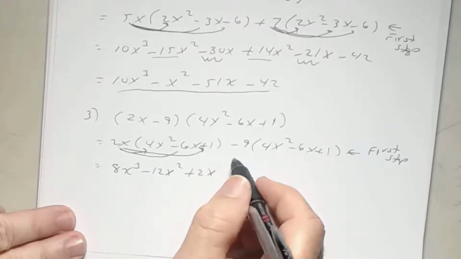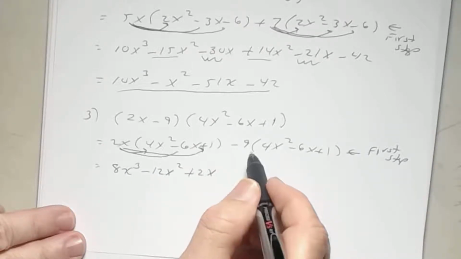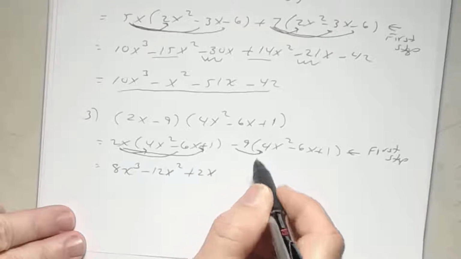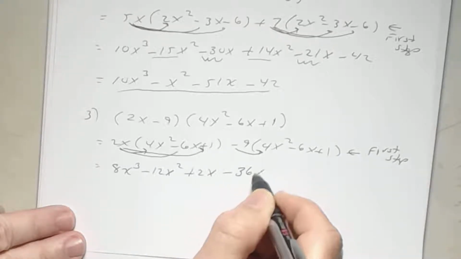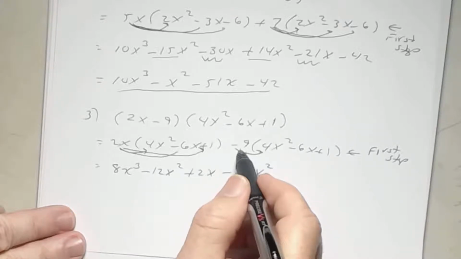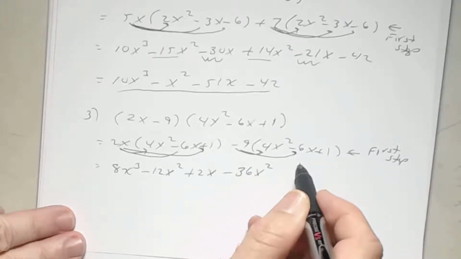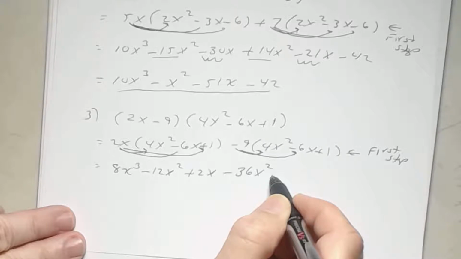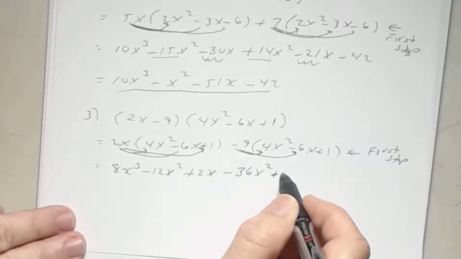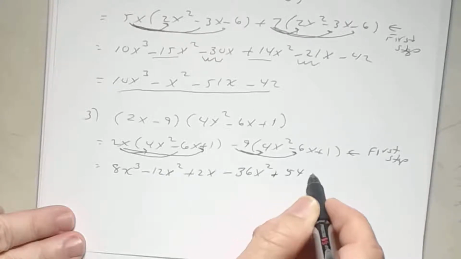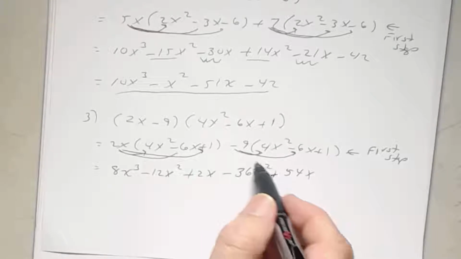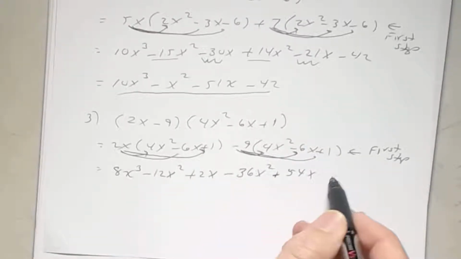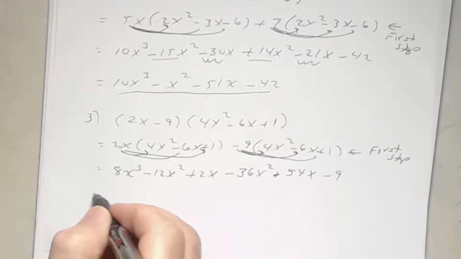The next one, what will you distribute over here? Negative 9. So what's negative 9 times 4x squared? Negative 36x squared. What's a negative 9 times a negative 6x? Positive 54x. Remember, negative times a negative is a positive. What's a negative 9 times a positive 1? All right, and then finally combine like terms.